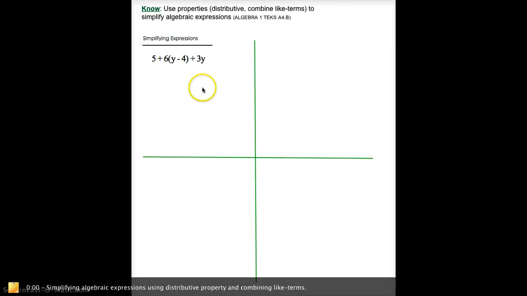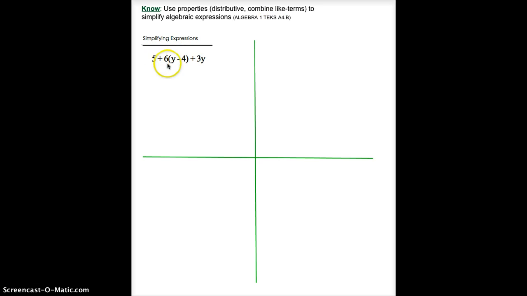Hello students, today we're going to use the distributive property and combining like terms on algebraic expressions. Alright, let's look at this example. We have 5 plus 6 times (y minus 4) plus 3y. There's a lot of stuff making this expression really long, so we want to combine things so that we can write it as a shorter expression.